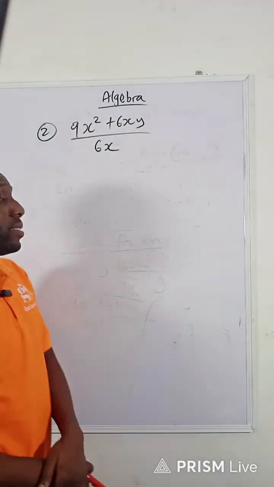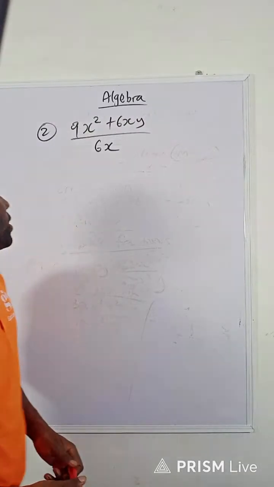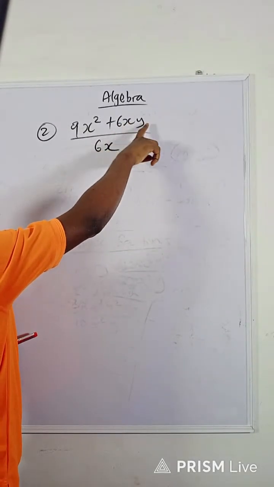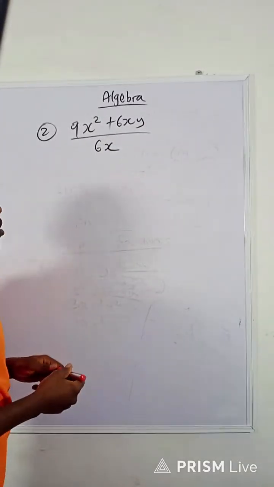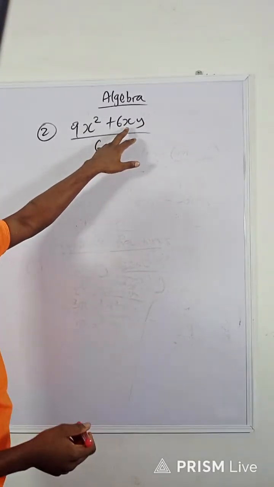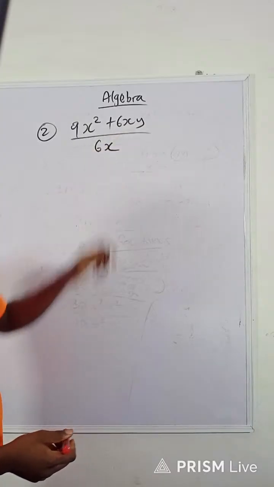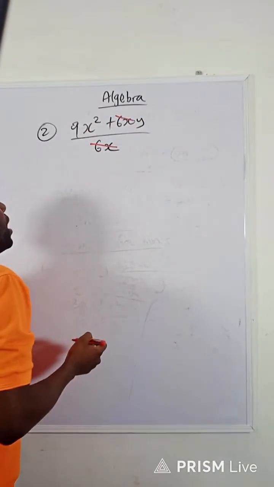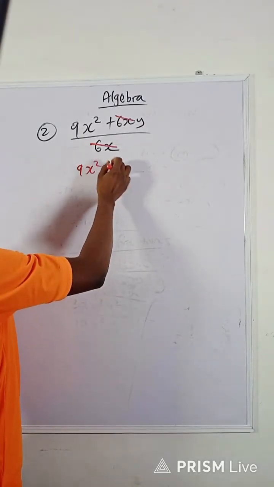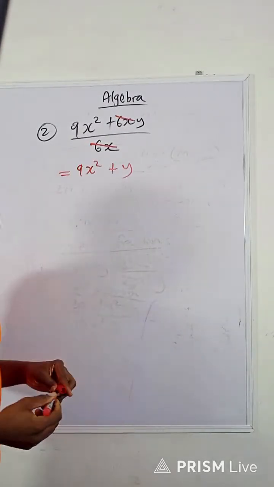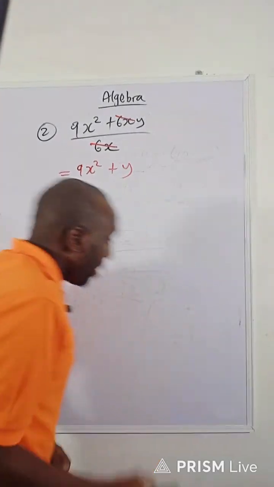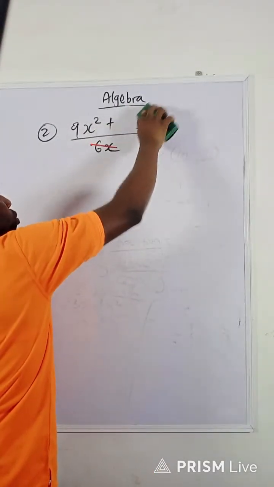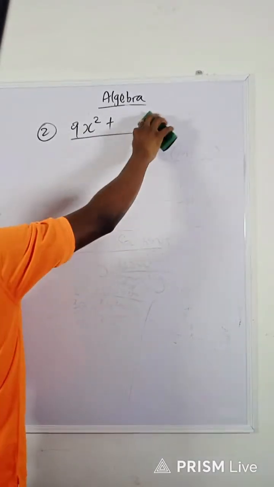When they want to simplify this, here's what they will do. They will simply do, because now this is plus, by the way, this is 6xy, this is 6x. Because they can see clearly that this is 6x and this is 6x, they will just do something like this. And then they will just write 9x squared plus y. Is this correct? Of course, it's wrong. It is not correct at all. Okay. So how do we now do this the right way? Let me show you how.